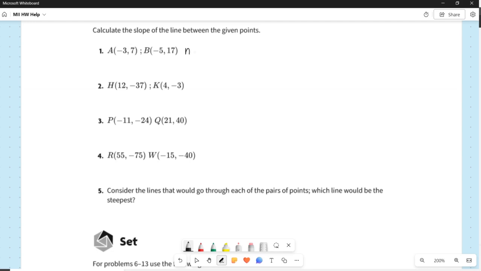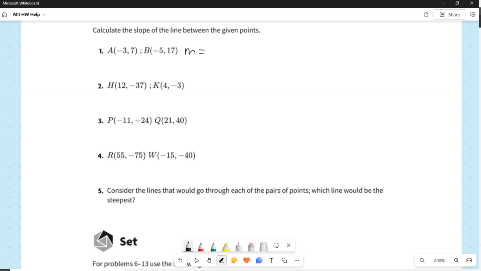Slope is commonly referred to as m, or represented by m. This might look familiar from slope-intercept form, y equals mx plus b. Also, don't forget about point-slope form, y minus y1 equals m parentheses x minus x1. In both of those equations, m represents your slope.